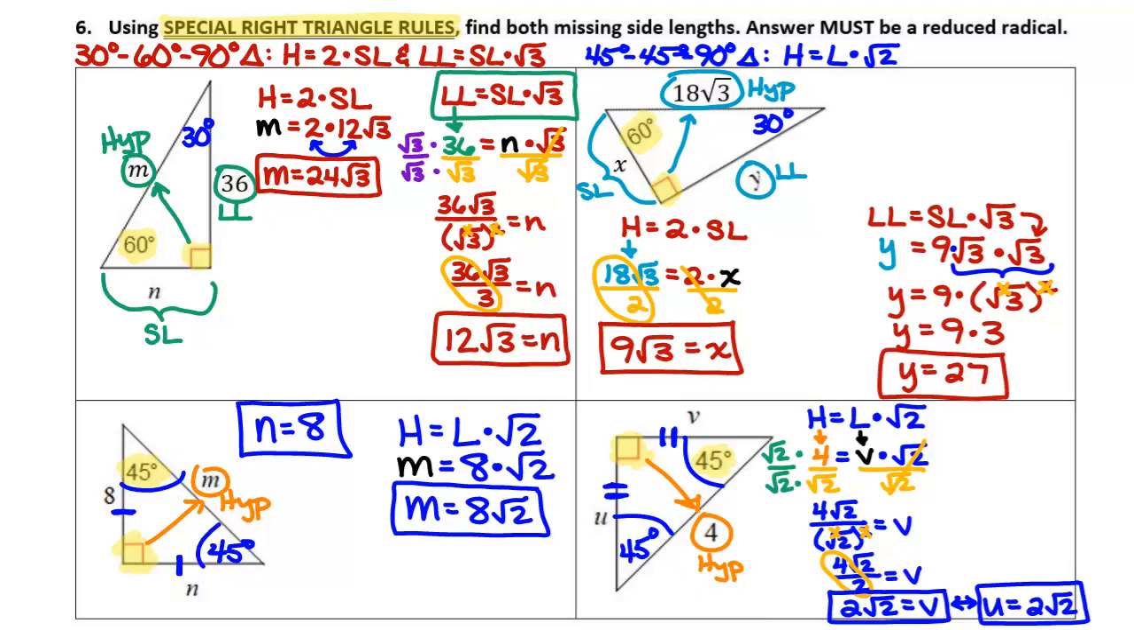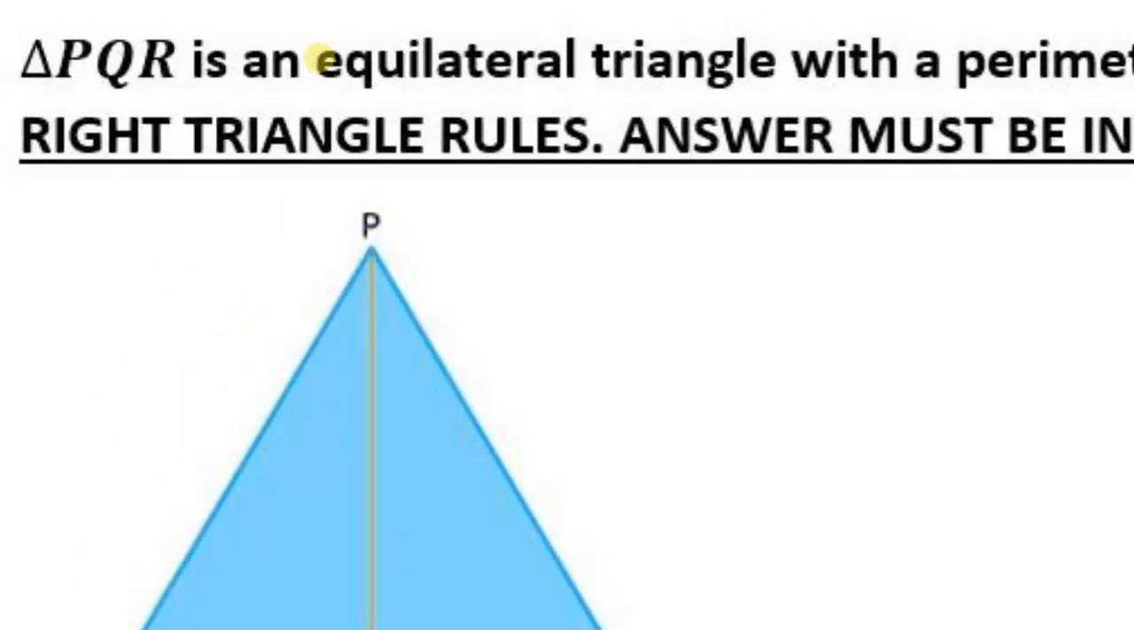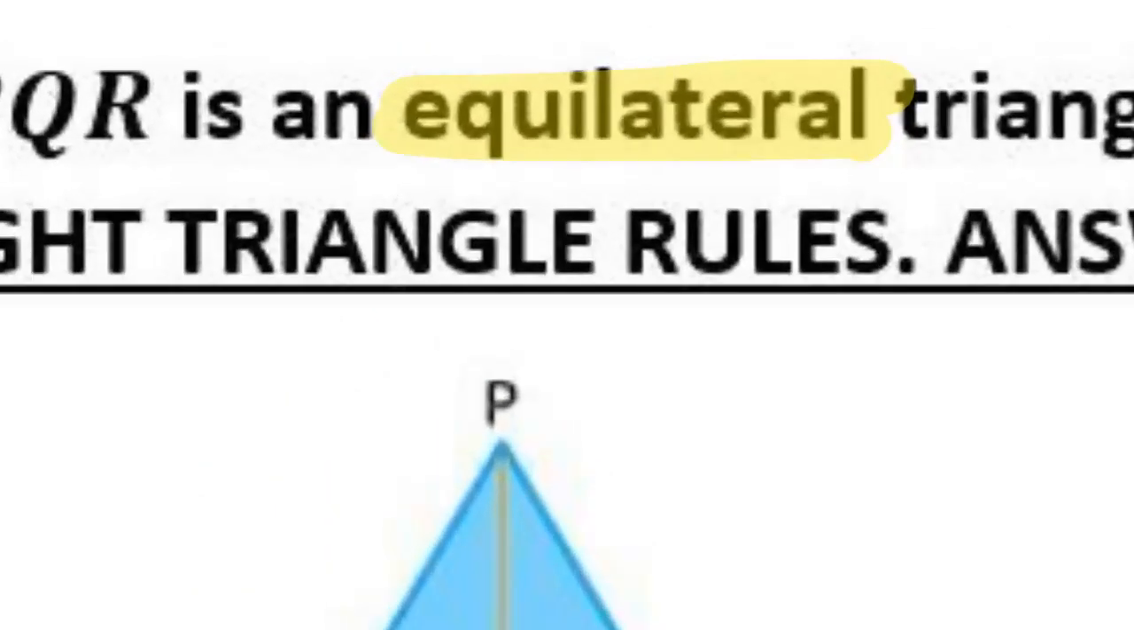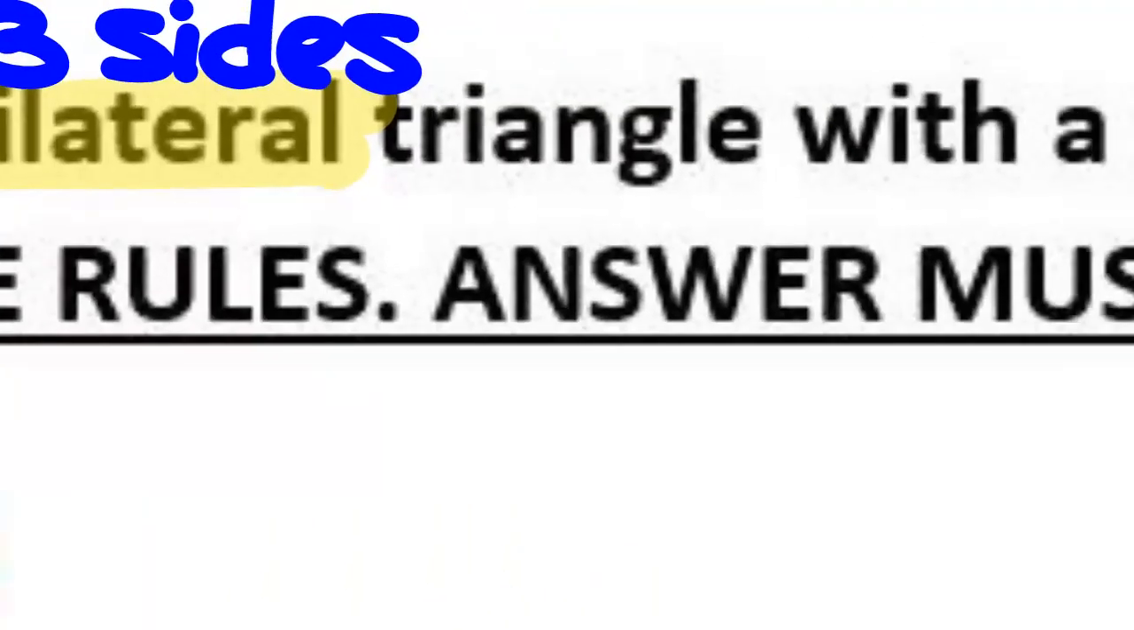Yes, you may. What else would you guys like to see from the review? Yes. Number 7, absolutely. Number 7 is a really good one for us to go over. What kind of triangle are we looking at here? Equilateral. And what do we know about an equilateral triangle? Yes, all 3 sides are congruent.